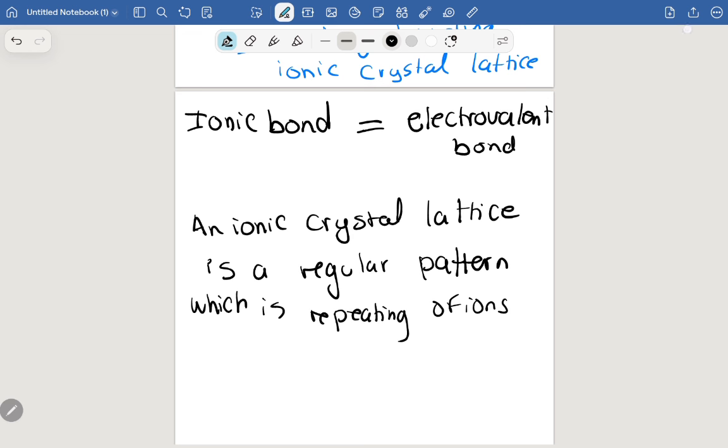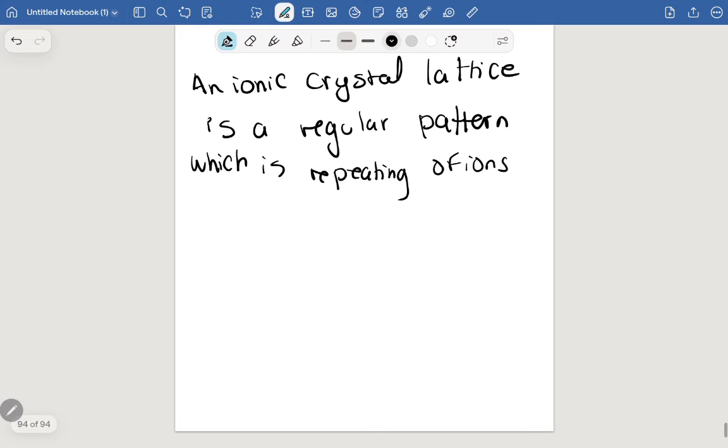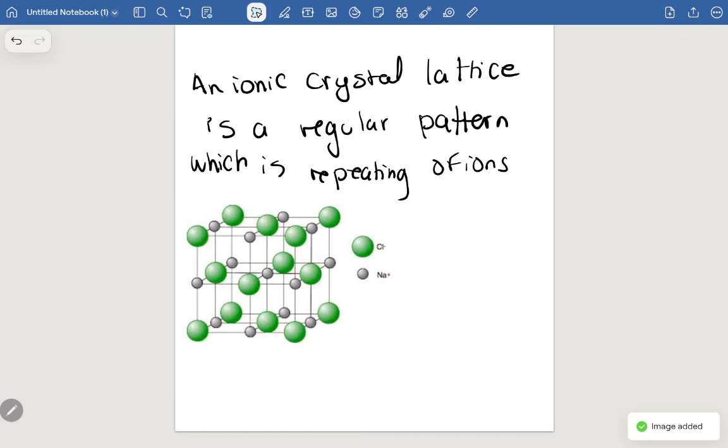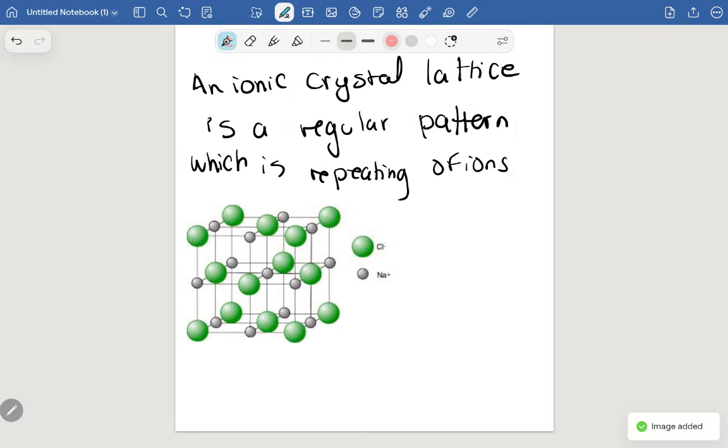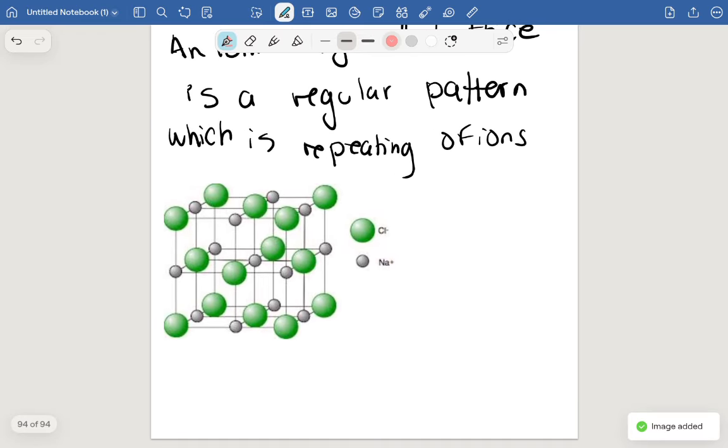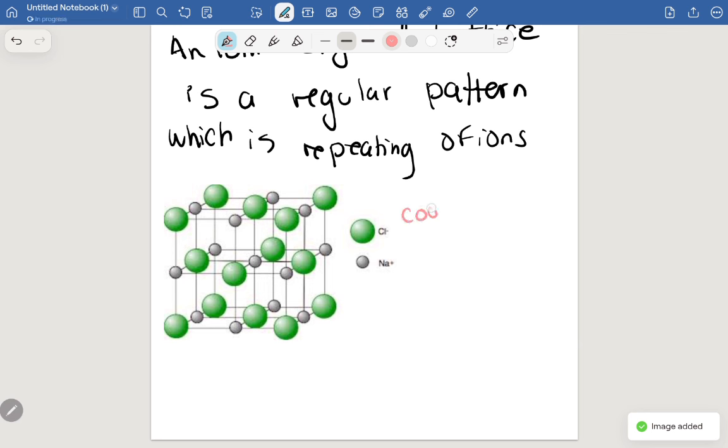Now I'm gonna add an image over here and I will explain what is coordination number. So what I have placed in front of me is an ionic crystal lattice. As you can see, it's a regular repeating pattern of ions. Now, I mentioned something earlier which is coordination number. Coordination number is the number of ions surrounding an ion in a crystal lattice.